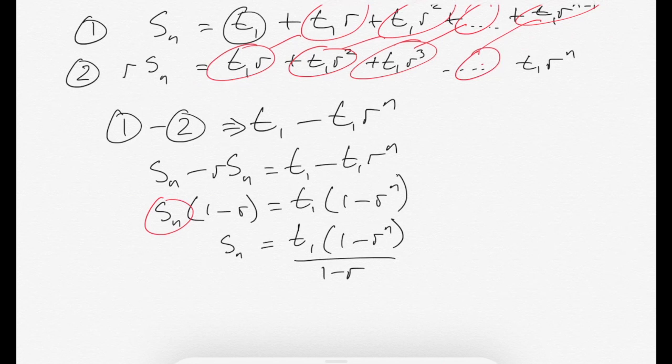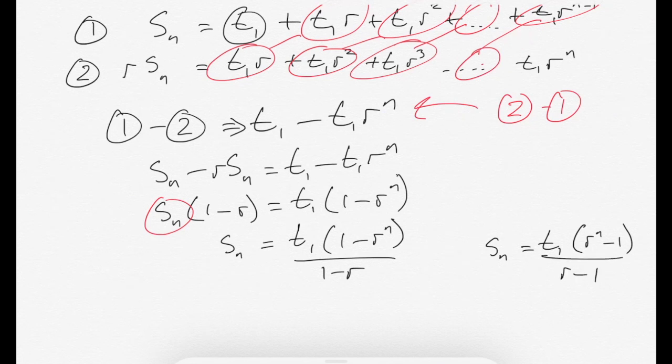Instead of doing equation 1 minus equation 2, I could have done equation 2 minus equation 1, and the process still works, and we end up with a slightly different formula, which is the sum to n terms is equal to the first term times r to the n minus 1, all over r minus 1. Either of these two equations work. It doesn't matter which one you use. It's usually the case that we use this one for when r is less than 1, and we use this one for when r is greater than 1, but it doesn't really matter. You only have to use one of them. They both work perfectly well all the time. It's just a case of typing things into your calculator appropriately.